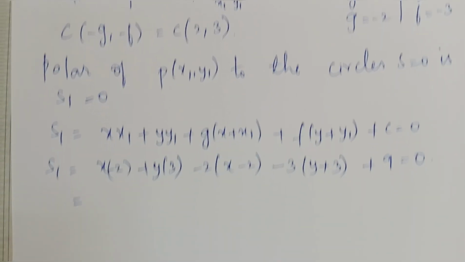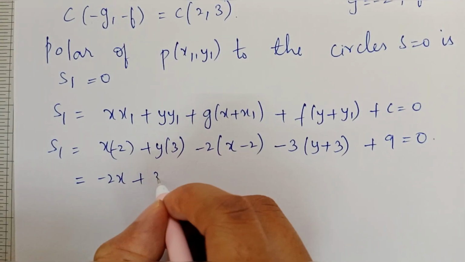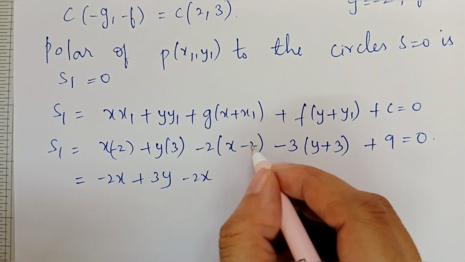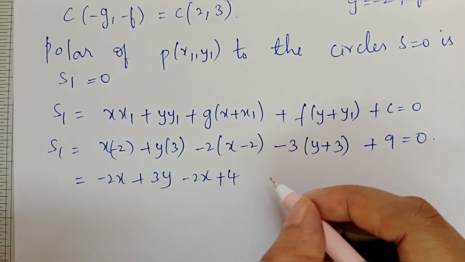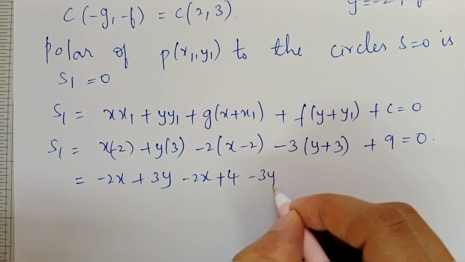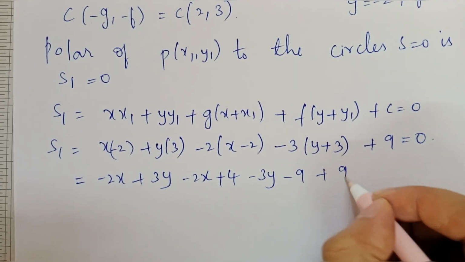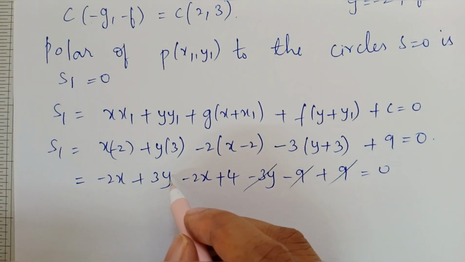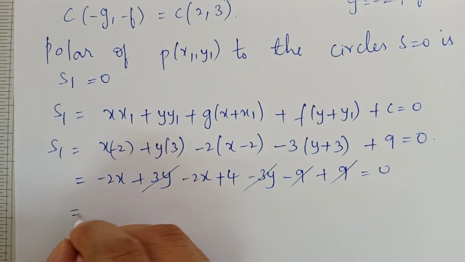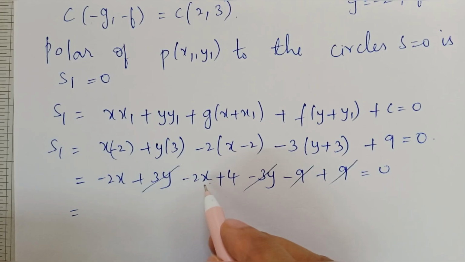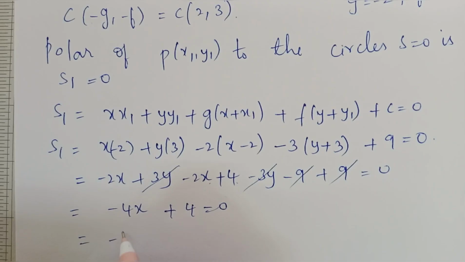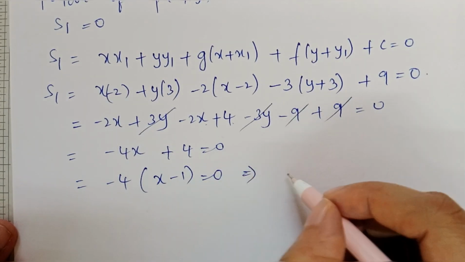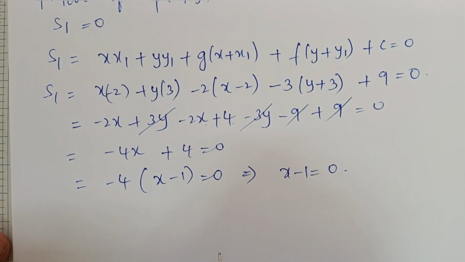So this is equal to -2x + 3y - 2x, since -2 into -2 is +4, and here it is -3y, and -3 into 3 is -9, plus 9 equals to 0. So here +9 and -9 get cancelled, and -3y and +3y also get cancelled. So we'll get -2x - 2x is -4x + 4 = 0. Taking -4 common, we'll get x - 1 = 0. So we'll get the line as x - 1 = 0.